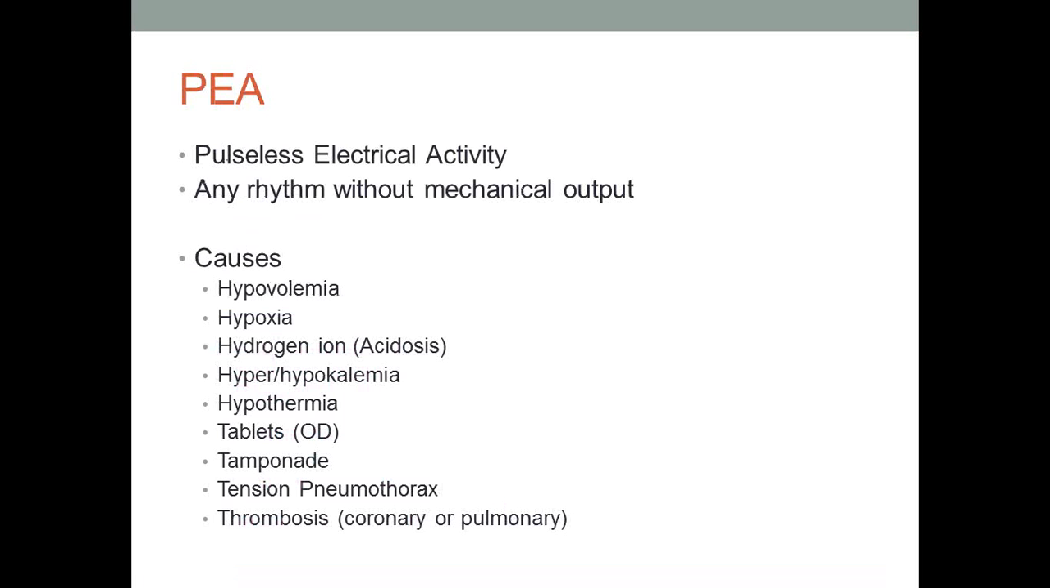And so PEA is pulseless electrical activity. And this is any rhythm other than VTAC, VFib, or asystole in a patient that does not have a pulse. So it could look like normal sinus rhythm, it could look like a junctional rhythm, it could look like atrial fibrillation, atrial flutter, it could look like anything other than VTAC, VFib, or asystole, and again, the patient does not have a pulse. So there's some sort of electrical activity going on in the heart, but there's no mechanical output.